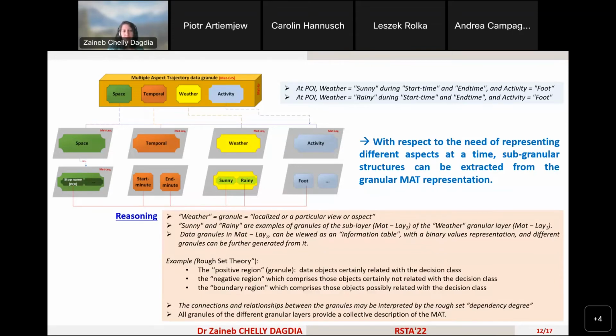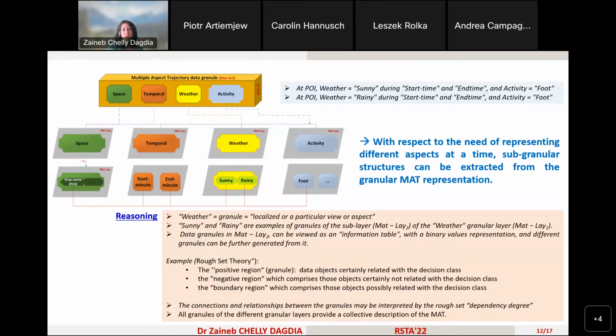And so on and so forth. So you can play around with this. And then I can also represent the subgranules, sunny and rainy, in terms of an information system, where they can have, for instance, binary values, 0 or 1, with respect to the other granules. So they'll say, for instance, at start minute equals X and end minute equals Y, sunny equals 1, rainy equals 0, or vice versa. Or, of course, it also happens that we have sunny and rainy at the same time.